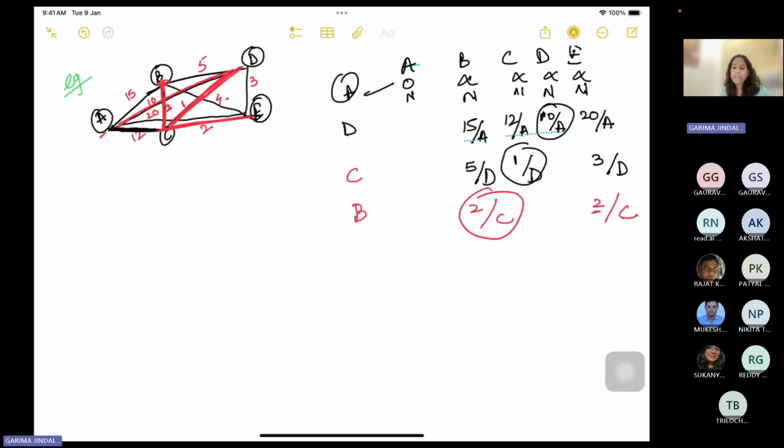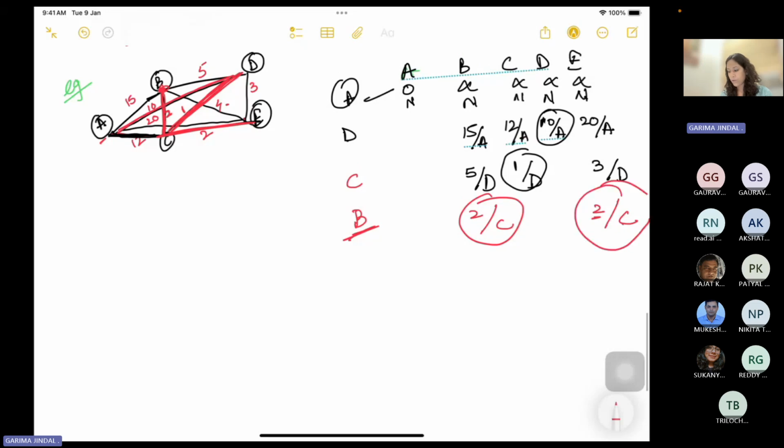And then in the next step, after selecting B, we will see which is the node that has to be visited, and this particular data will be used. So that's why this edge is added, C to E.